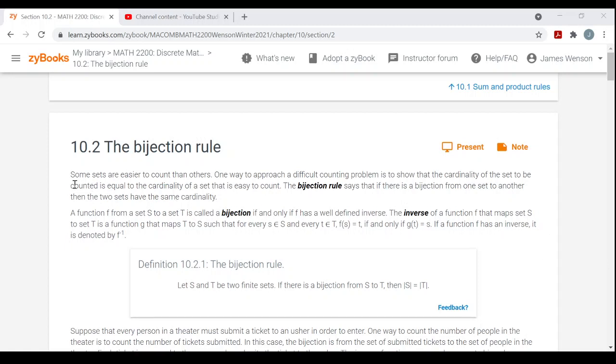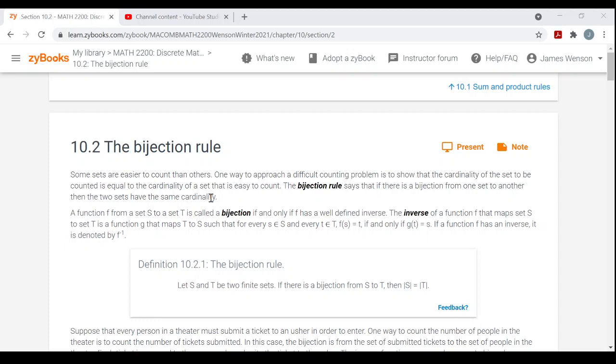Alright, so you see some sets are easier to count than others. One way to approach a difficult counting problem is to show that the cardinality of the set to be counted is equal to the cardinality of a set that is easy to count. The bijection rule says that if there is a bijection from one set to another, then the two sets have the same cardinality. Now remember what a bijection was, hopefully from an earlier chapter on functions.